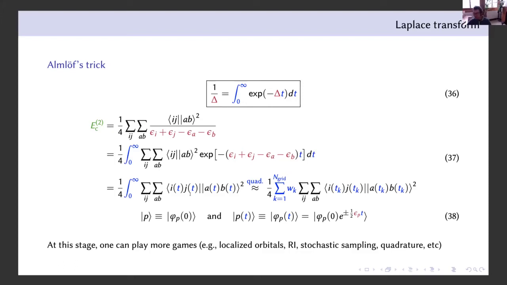Is it possible to compute other MP2 properties like density matrix in AO basis by Laplace? I have no idea. Seriously, no, I don't know. I can't tell you.